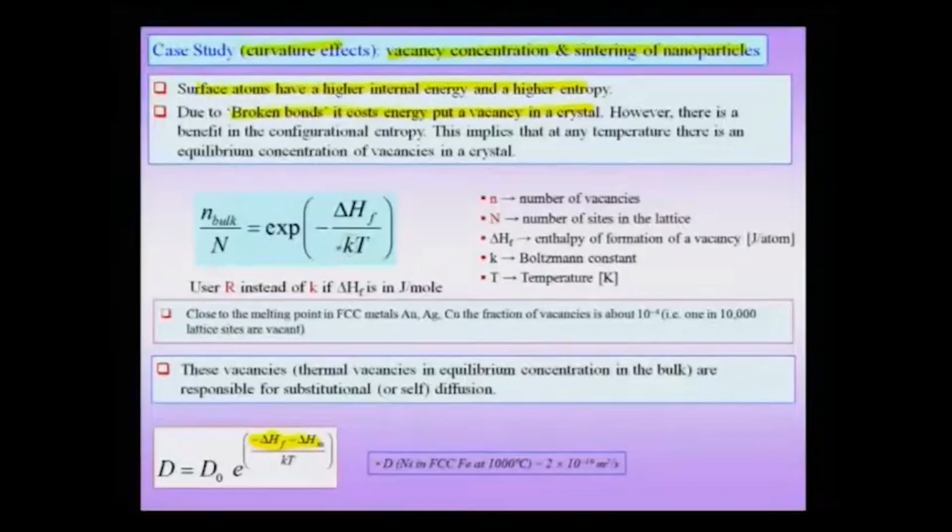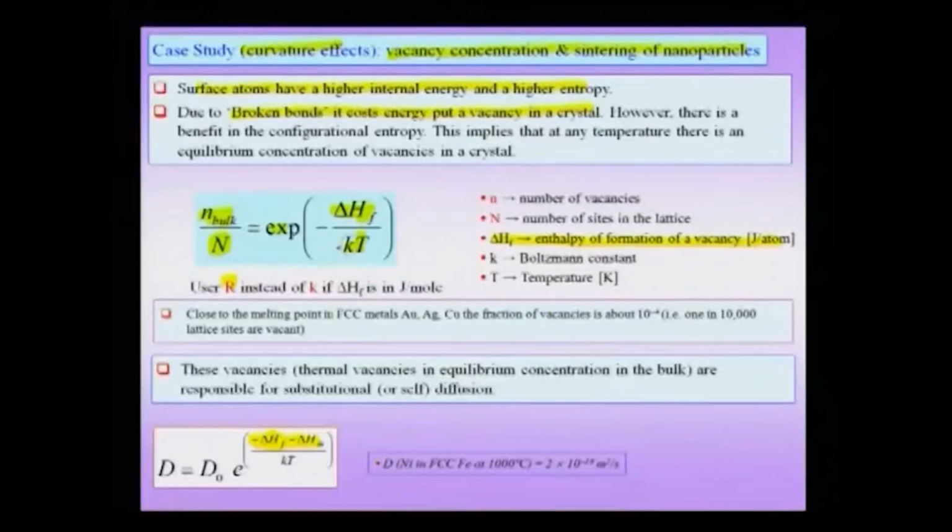and at any given temperature, any positive Kelvin temperature, there is an equilibrium concentration of vacancies, which is given by the formula n_bulk by N, where N is the total number of atoms in the crystal and n_bulk is the number of vacancies in the bulk crystal, is given by exp(minus delta Hf by kT), where delta Hf is the enthalpy of formation of a vacancy, that means joules per atom. And I can replace this k with R if I am talking about joules per mole of vacancies. That means, at any given temperature T, positive Kelvin temperature, there is an equilibrium concentration of vacancies in a bulk crystal.